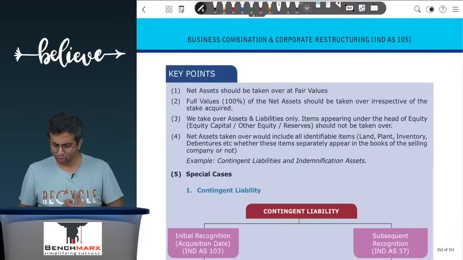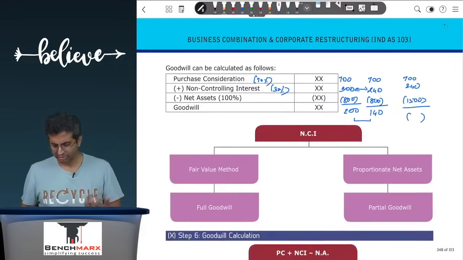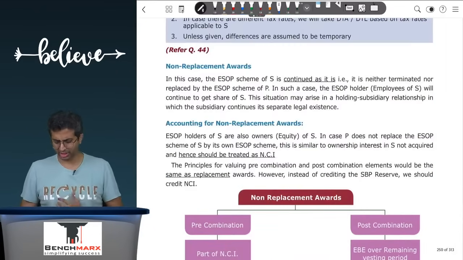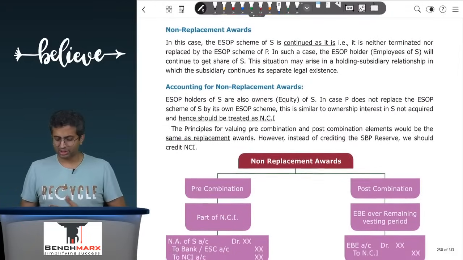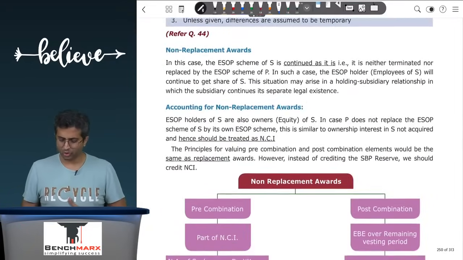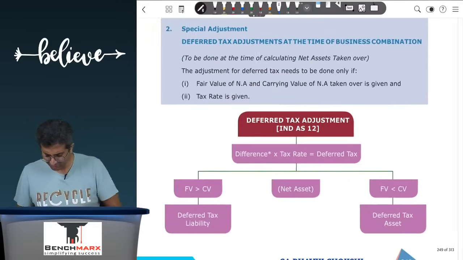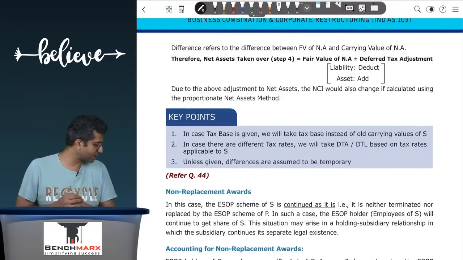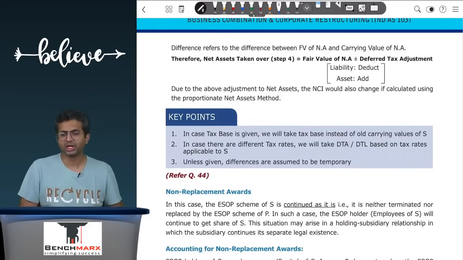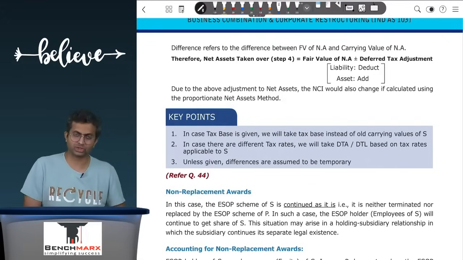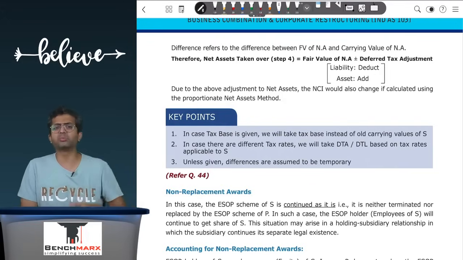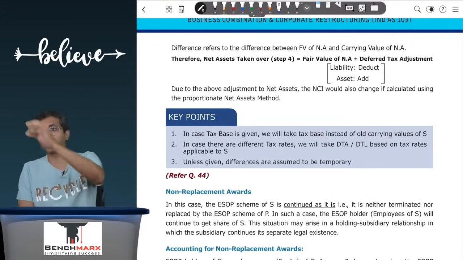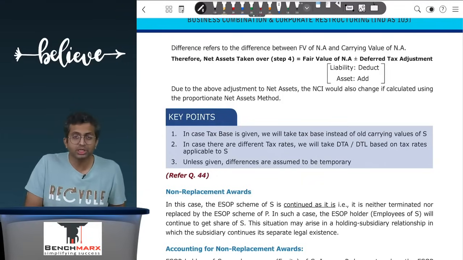Now, before we go to the common control combinations and other special cases, there are a few small points that need to be addressed. First, there can be something called non-replacement awards. About the deferred tax, a few notes are there, you can read that, but the deferred tax asset or liability will be adjusted in step 4, that is the net assets taken over, in order to find the net assets taken over after deferred tax adjustment. Sometimes the tax rate of subsidiary and parent both is given, you will take the tax rate of the subsidiary because the assets and liabilities of the subsidiary will be assessed as per the PAN and the jurisdiction of the subsidiary.